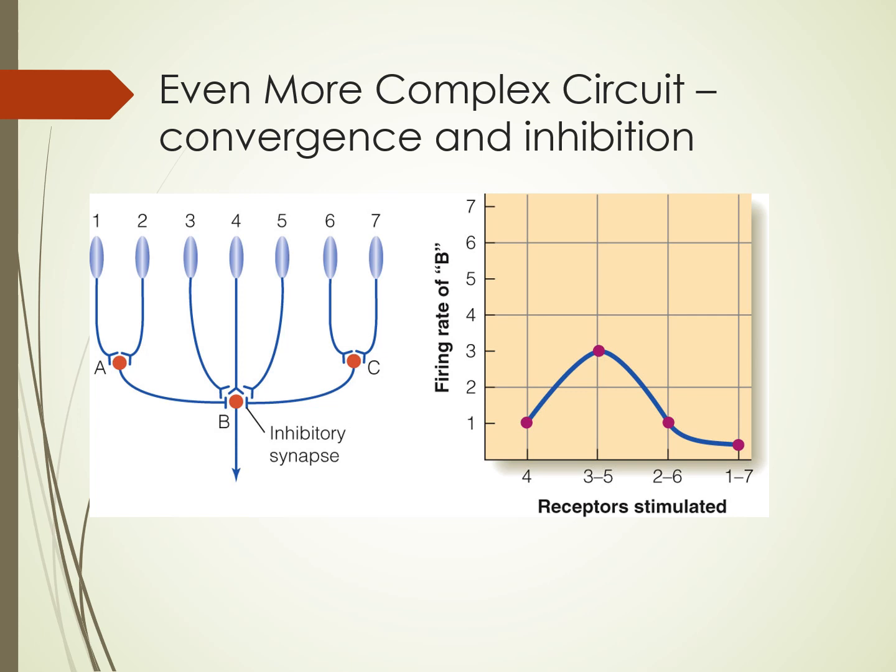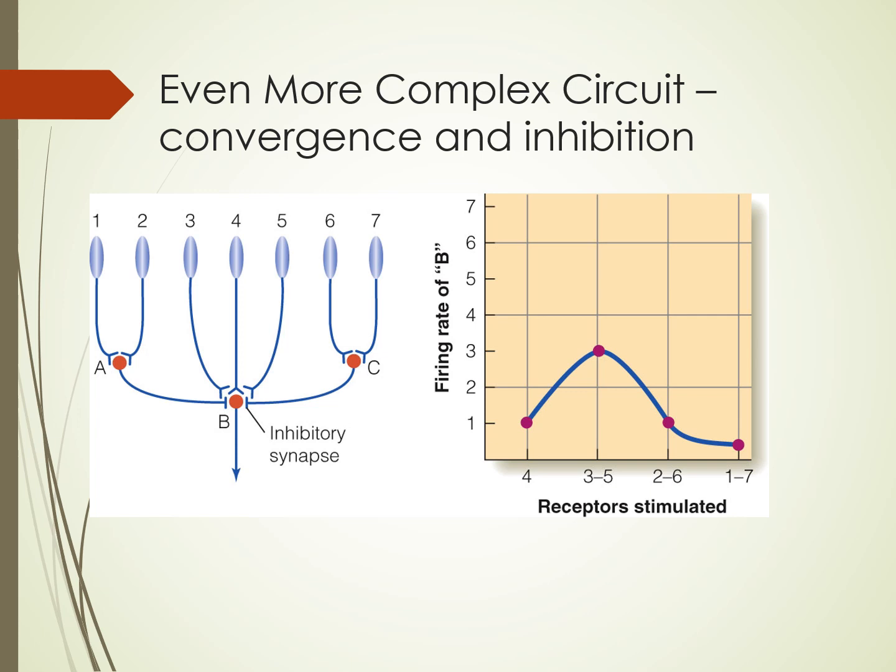I take that bar of light out. It's hitting 3 through 5. They all have excitatory synapses with B, and each is giving 1 unit, so now B is firing at a rate of 3. Take that bar of light out farther to 2 through 6, and now 2, going through bipolar cell A, is giving inhibitory information to B. 6, communicating through bipolar cell C, is giving inhibitory information to B. So I've gone up to 3, and then I've subtracted 2, so B is now firing at a rate of 1.